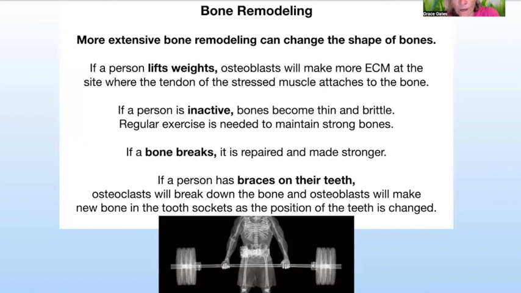Okay. If a bone breaks, it is repaired, and it's actually made stronger where the bone broke. If a person has braces on their teeth, osteoclasts will break down the bone and osteoblasts will make new bone in the tooth sockets as the positions of the teeth change. So if you had braces, did you know that was happening?